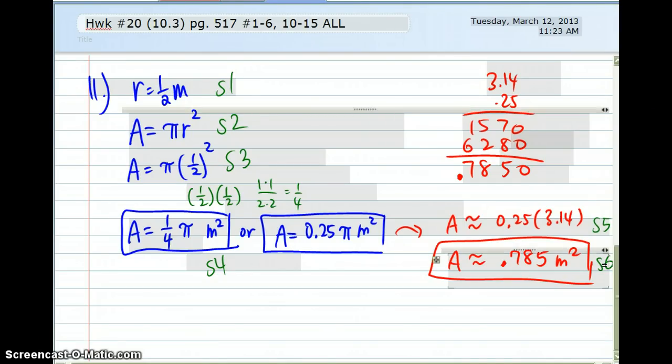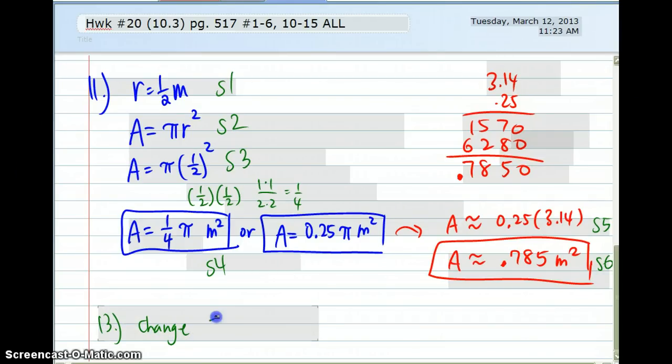That's number 11. So when you get to number 13, feel free to leave it as a fraction. You might want to, in number 13, change it to an improper if you decide to keep it as a fraction, or do the decimal is just fine too.